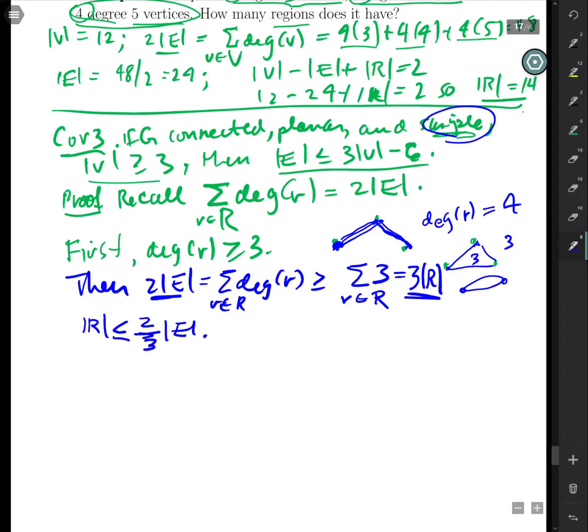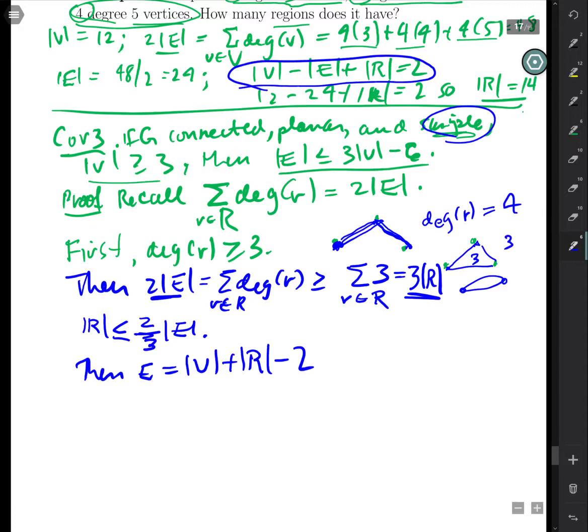So in Euler's formula, we have the following. If I rewrite Euler's formula starting with E, then E is equal to the number of vertices plus the number of regions minus 2. Check and make sure that's what it is. In fact, it's still up here, right here. So if you put E on one side, for example, if you took E to the right and subtracted the 2, we would get the number of edges, I should put the bars around that, is the number of vertices plus the number of regions minus 2.